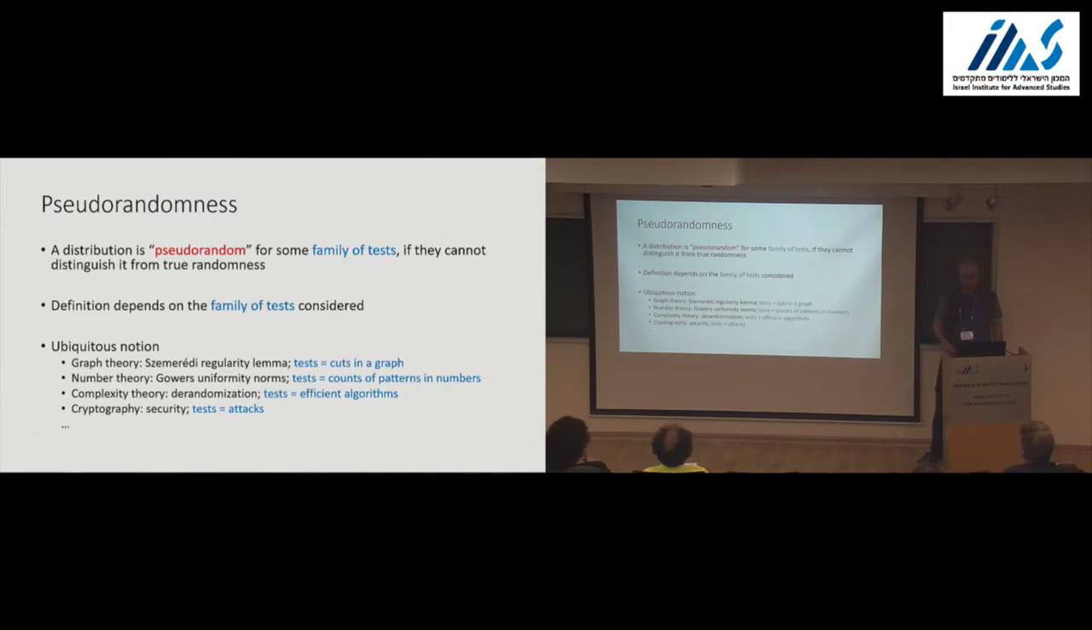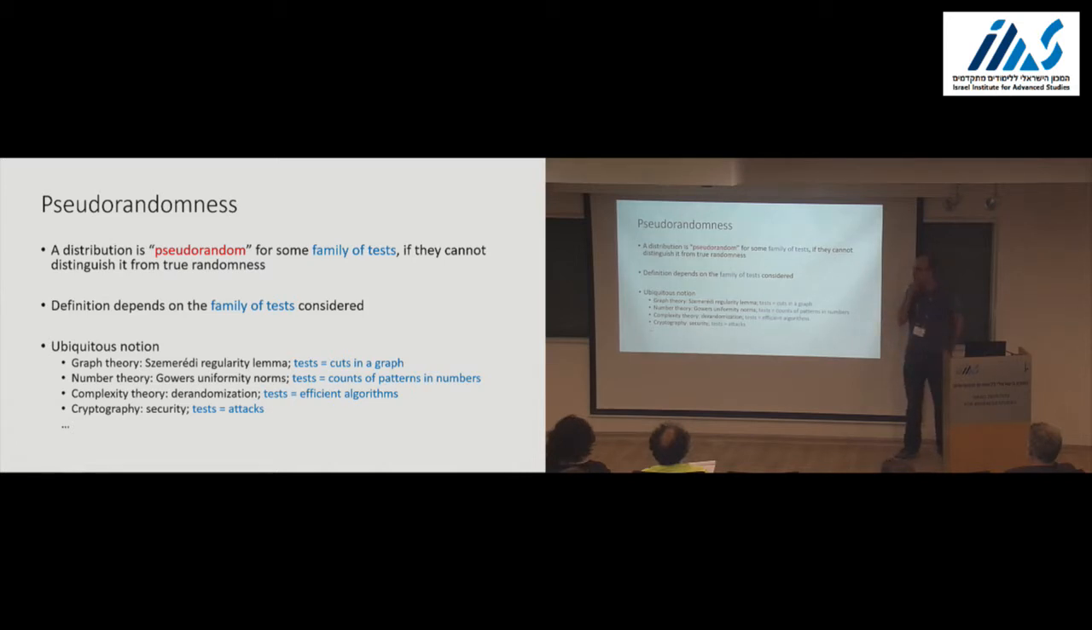So what are pseudo-random generators? In general, I'm guessing many or most of you have seen pseudo-randomness come up in various contexts. If you have a distribution or random variable, then we say it's pseudo-random with respect to some family of tests if it looks random, so if this family of tests cannot distinguish it from a random or uniform distribution. This type of object comes up everywhere. In graph theory, you can think of the regularity lemmas as given by some notion of pseudo-randomness where the tests are cuts in a graph, or in number theory, you can think about the Gowers uniformity norms, defining some other notion of pseudo-randomness, where now the tests are counting some patterns in numbers.